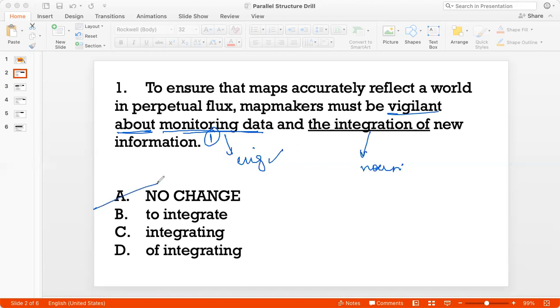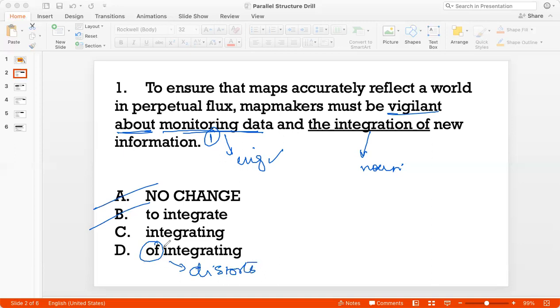So I will not have A and I will not have B, right? Now between C and D, C is the better answer because I'm saying that mapmakers should be vigilant about monitoring data and integrating new information. If I said D, then the sentence would lose its meaning. It would distort the meaning because that would make it sound like mapmakers have to be vigilant of integrating new data. And that doesn't make sense because you're vigilant of something when that something could be scary or could hurt you, right? And so this of here distorts the meaning of the sentence.